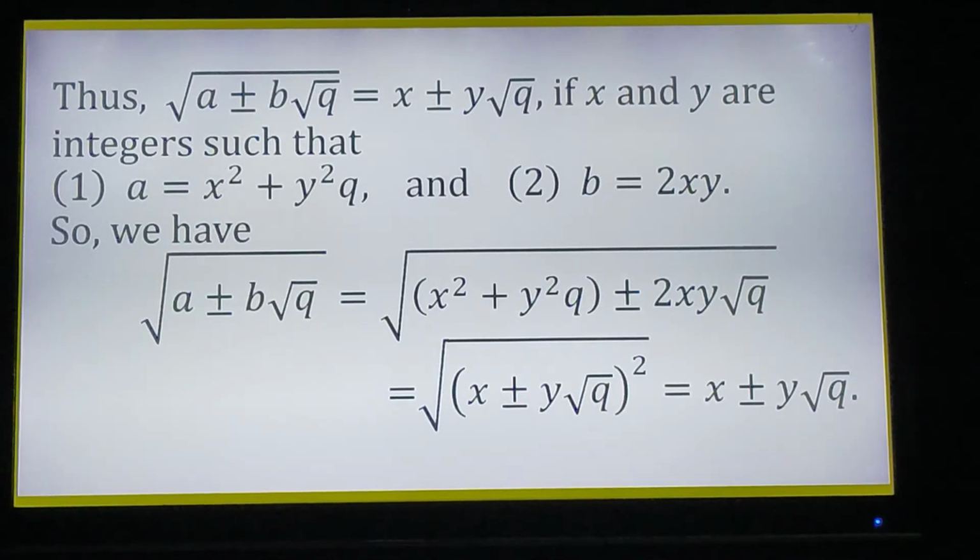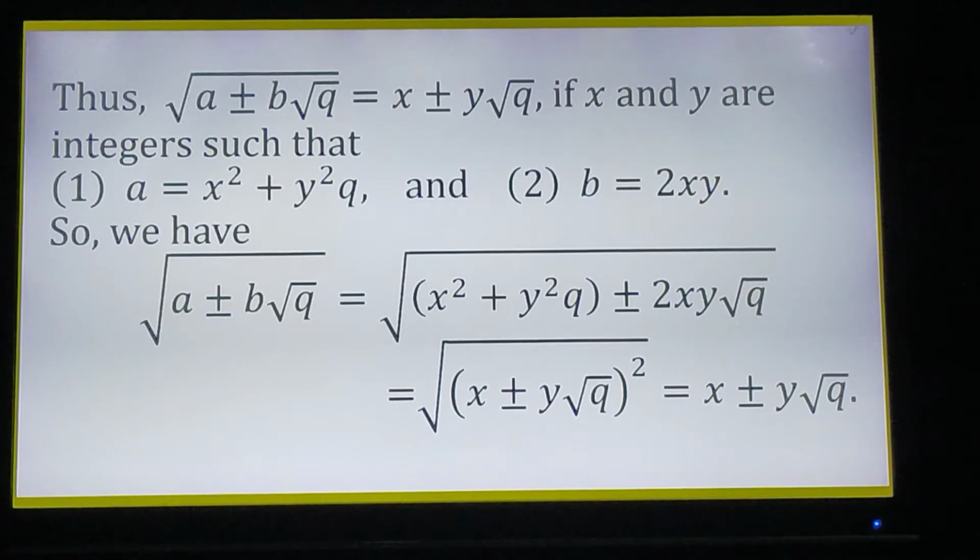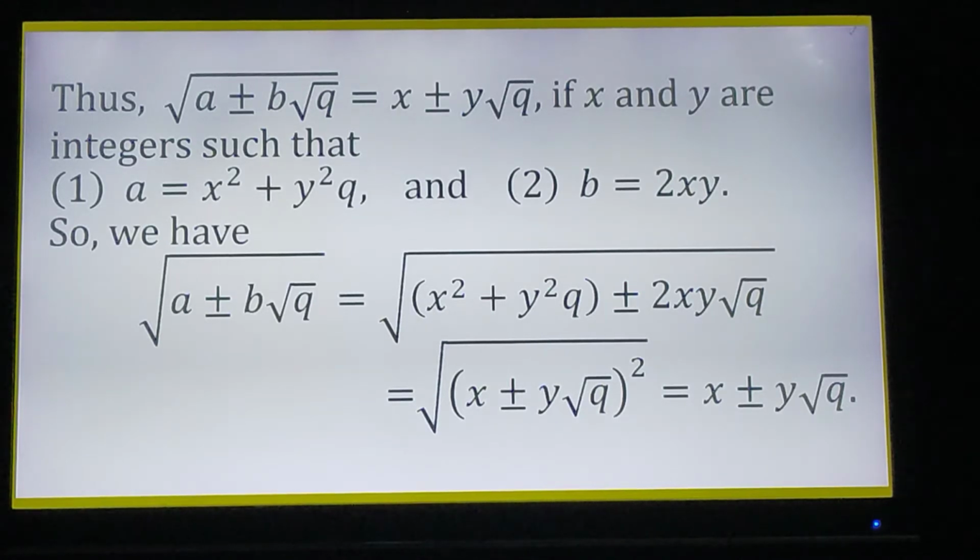So this is true. The square root of a plus or minus b square root of q is equal to x plus or minus y square root of q if x and y are integers satisfying the following two conditions. Number 1, a is equal to x squared plus y squared times q, and number 2, b is equal to 2 times x times y. So we have that equality or identity.